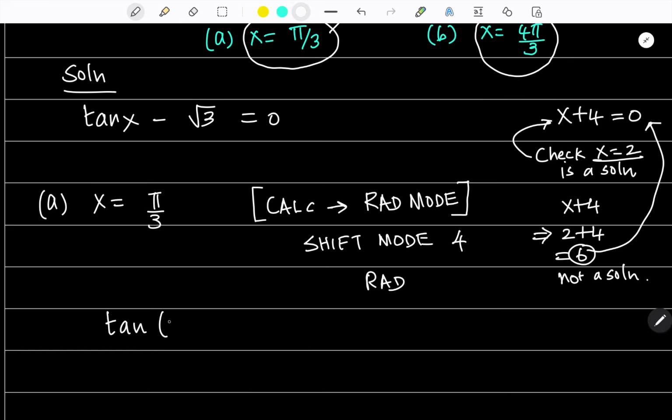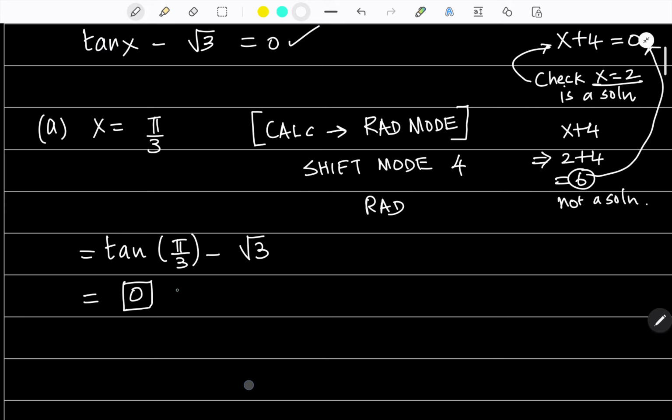Right. So I'm going to put x is equal to pi by 3. So tan pi by 3 minus square root of 3 in the calculator. Let me start in the calculator. Tan pi by 3, pi is at the bottom, minus square root of 3 equal to, I'm getting 0. What is on the right hand side? The right hand side is also equal to 0. So therefore, x is equal to pi by 3 is a solution of this equation.